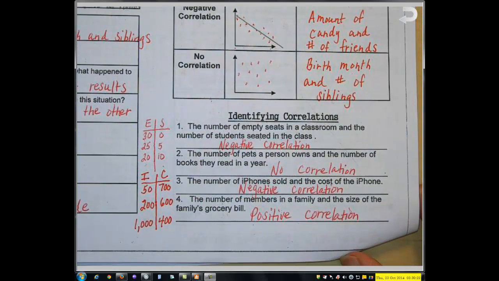And lastly, number 4, the number of members in a family and the size of the family's grocery bill. So what happens to your grocery bill the more people you have living in your house? Well, the more people that are in the house, the more money you would spend on groceries. So as the number of members of the family is increasing, so is the grocery bill. So they're both moving in the same direction. This would be a positive correlation.